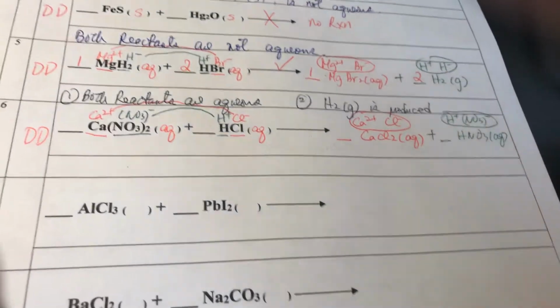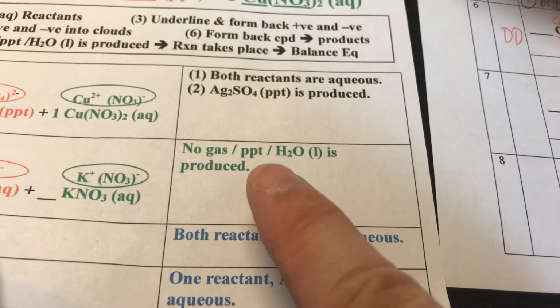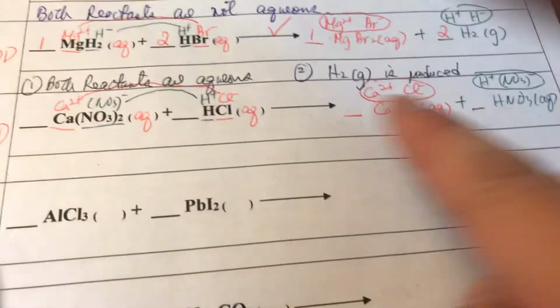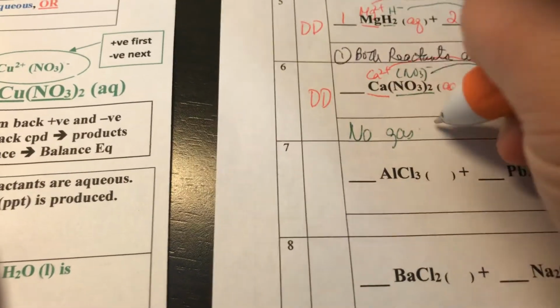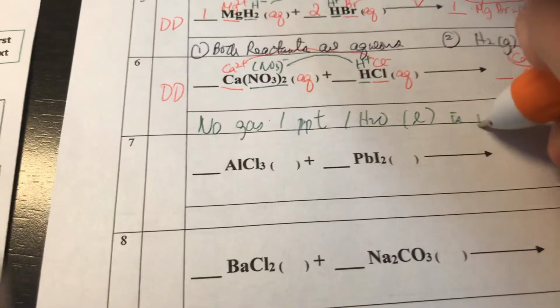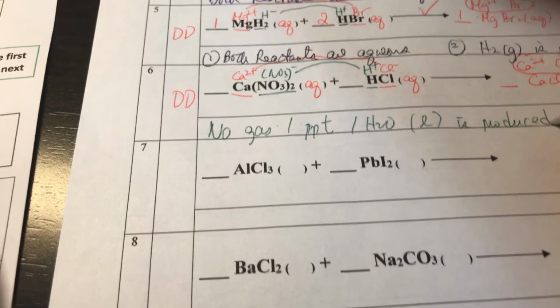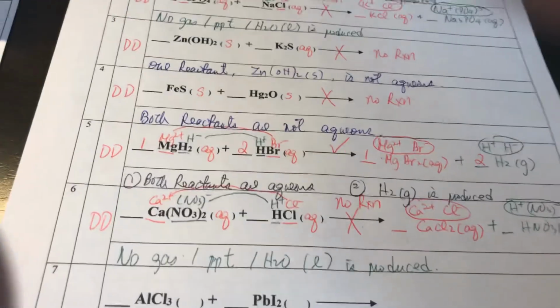So then you can tell that actually no reaction, because no gas, PPT or H2O is produced. See, no PPT here. So then here I'm going to use the green color to write no gas, no PPT, and no H2O liquid is produced. Okay, so that means it will be no reaction. And for no reaction, you don't need to balance the equation.